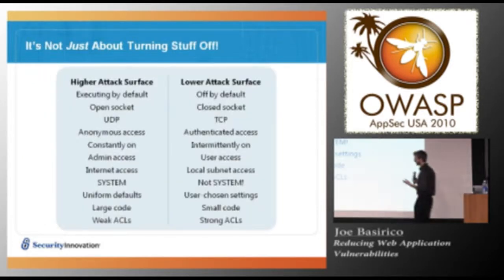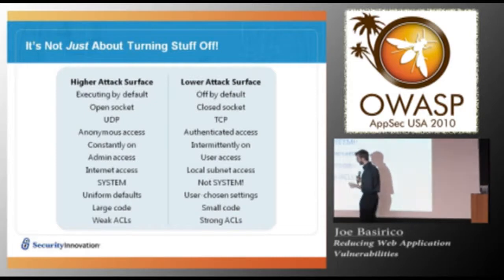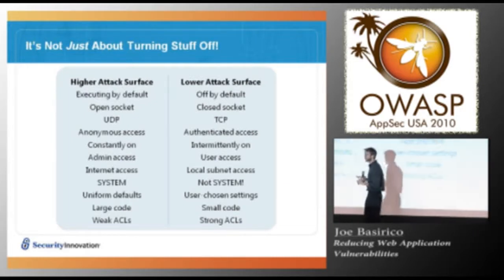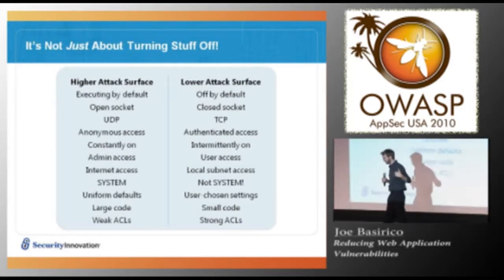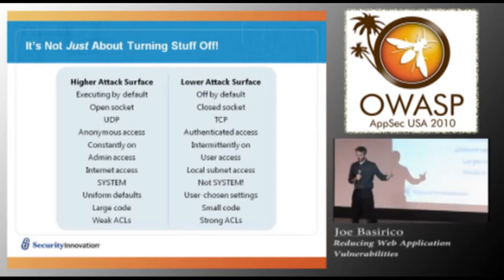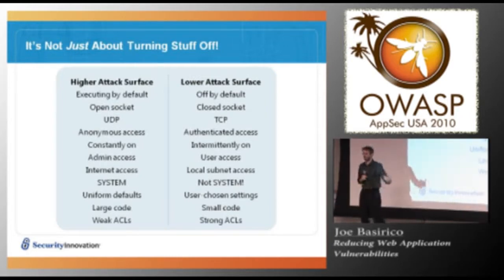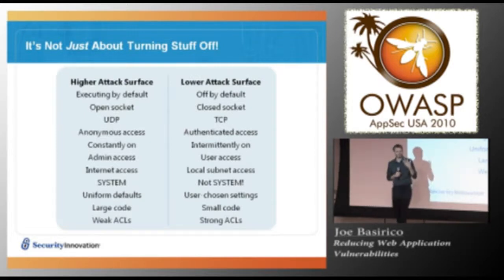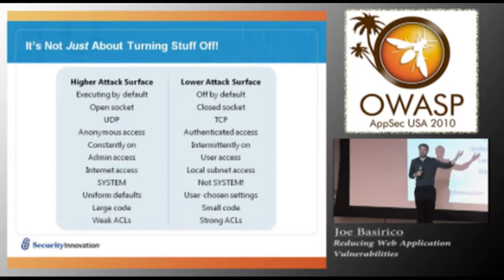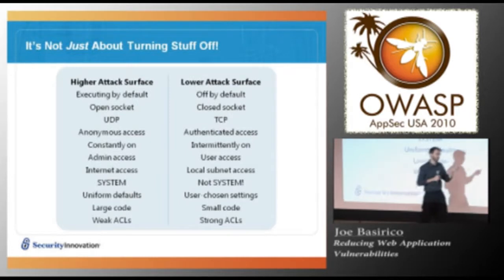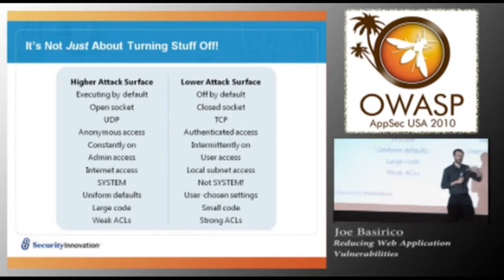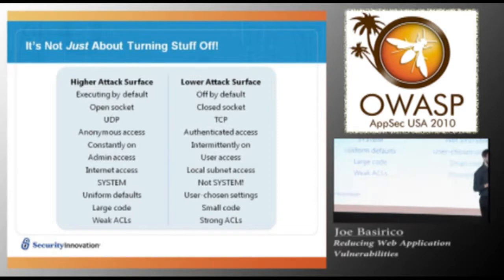Now, it's not just about turning things off. It might be about running with fewer privileges. So we might move from being anonymous to authenticated. That's a good way of reducing attack surface. Maybe saying, not every user needs to be able to write to this database table. You have to be not just a regular user, but an advanced user or something. Again, we've reduced that attack surface.